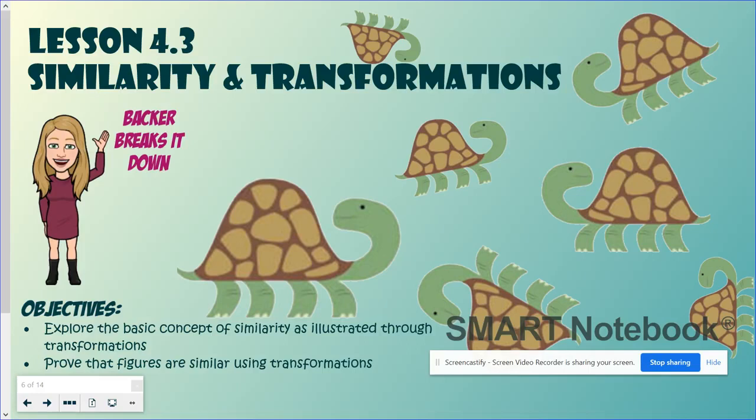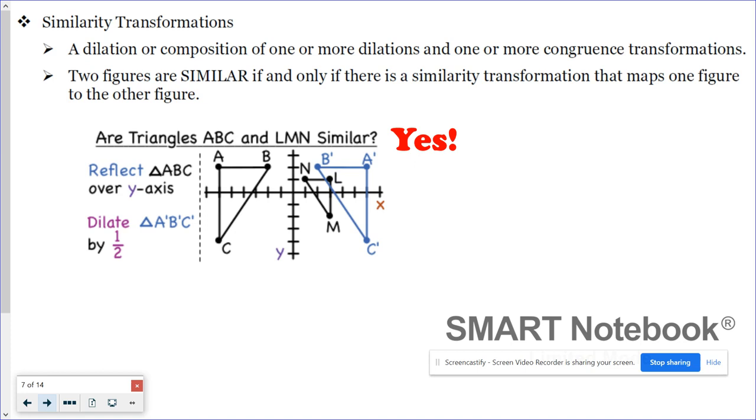In this episode, we are going to take a look at similarity and transformations. Similarity transformations consist of a dilation or composition of one or more dilations and one or more congruence transformations. What that means is that there needs to be a dilation and/or a reflection, rotation, or translation. Two figures are similar if and only if there is a similarity transformation that maps one figure onto the other figure. So let's determine whether two figures are similar, shall we?